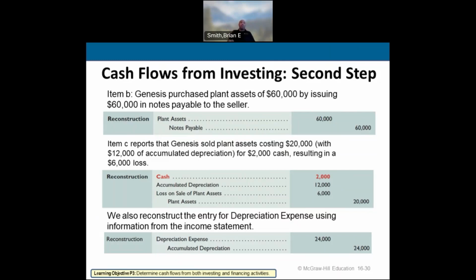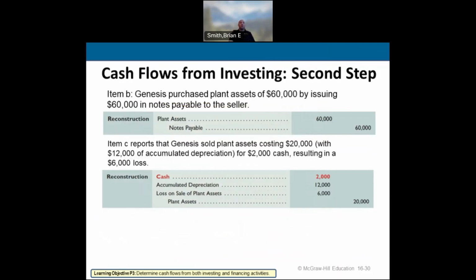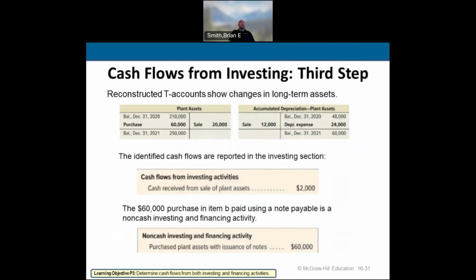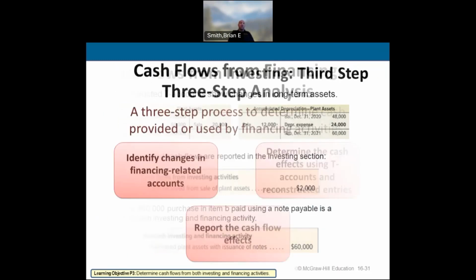All right. So we see our T account here. So we have $2,000 cash received from the sale of plant assets, and we're good. And we're going to put this non-cash investing and financing activity in the notes of that $60,000.